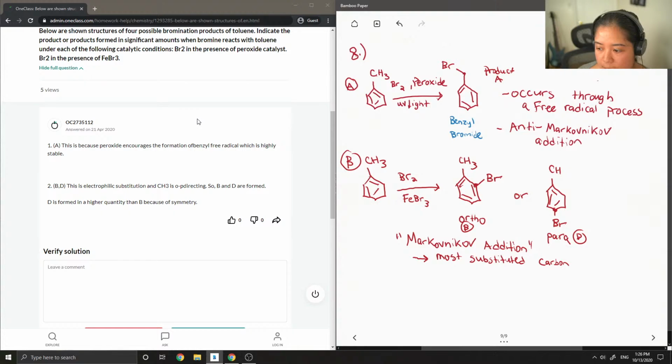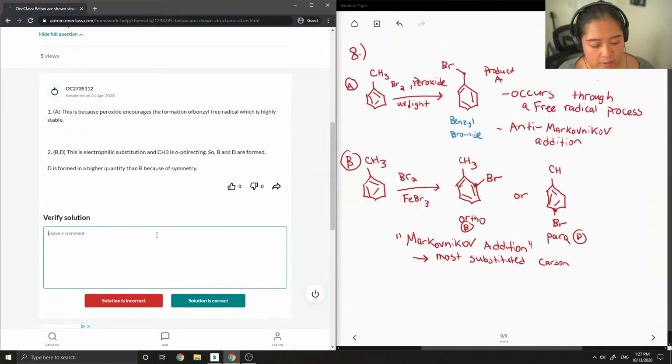2 is B and D, yep. This is electrophilic substitution, and the CH3 is ortho-para-directing. So B and D are formed. D is formed in a higher quantity than B because of the symmetry. I didn't add that, so it's a good thing to note. So this D will be formed in a higher quantity, again, because of its symmetry. So I'm just going to confirm that the solution is correct.